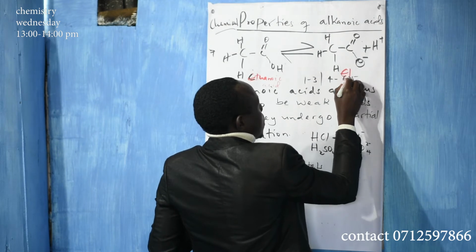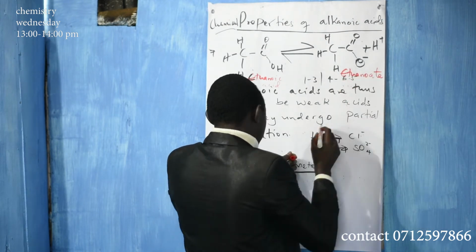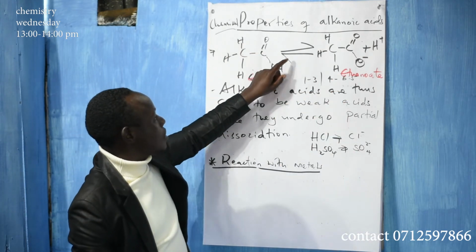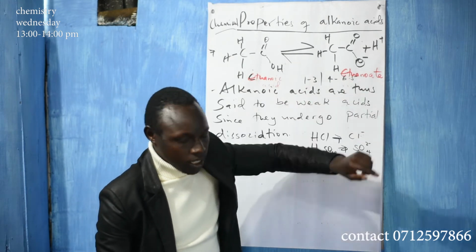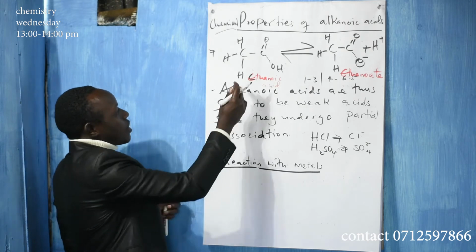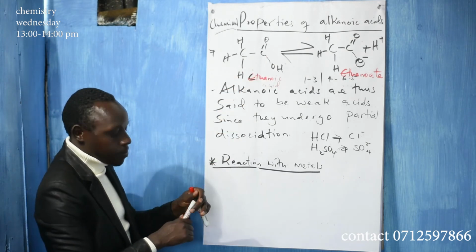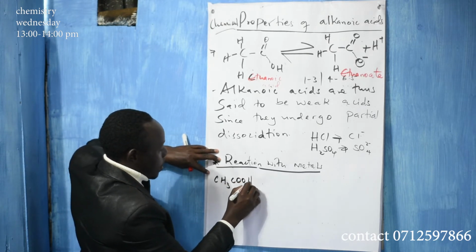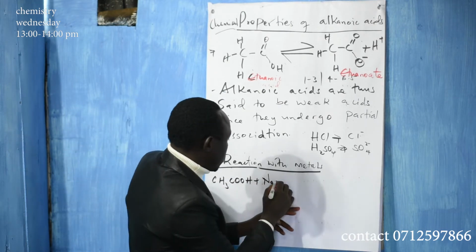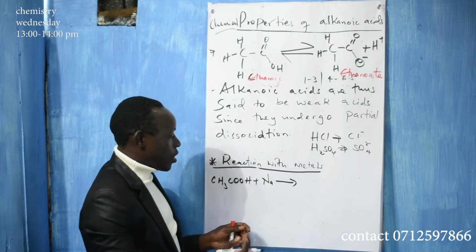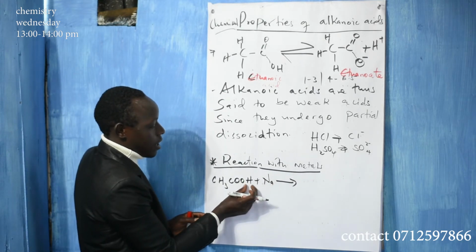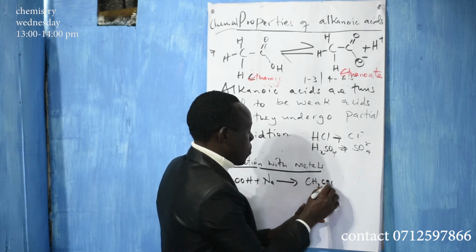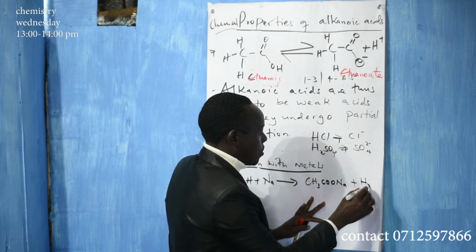Ethanoate means an alkanoic acid undergoes dissociation to form an alkanoate. Okay, so reaction with metals. Let me just use the example of ethanoic acid to represent all the others. If you have CH3COOH reacting with metal sodium, what happens is you replace hydrogen with sodium, so you will have CH3COONa plus hydrogen gas.